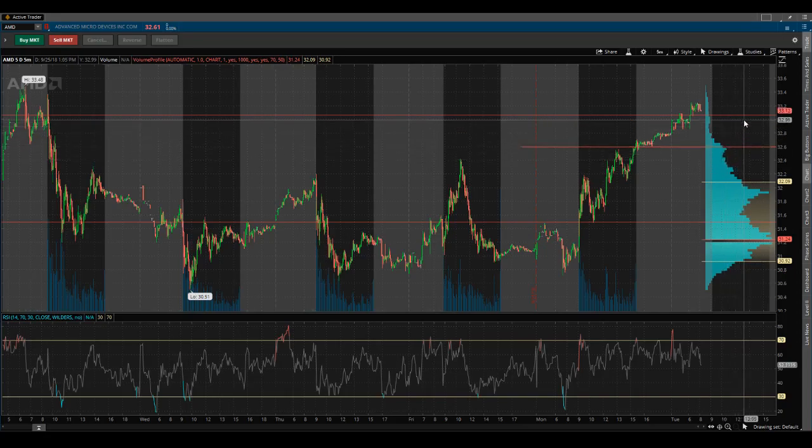If you're going to try to hit it on the bounce, open your position at 32.60, 32.65, with a tight stop. I would say under 32.55. Keep it real tight. AMD does have a tendency to pop above and below support and resistance levels and then just continue back. So they're like fake breakouts and fake breakdowns.